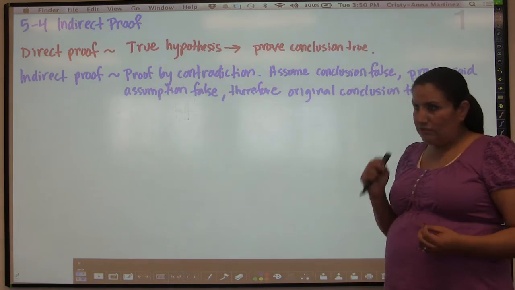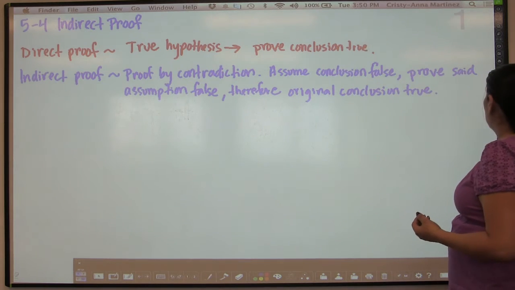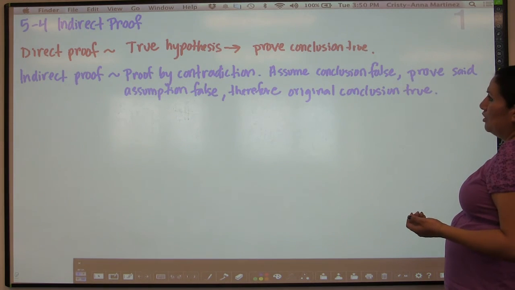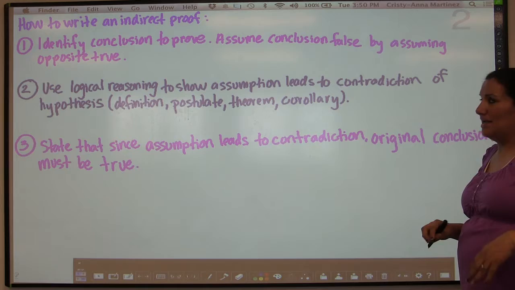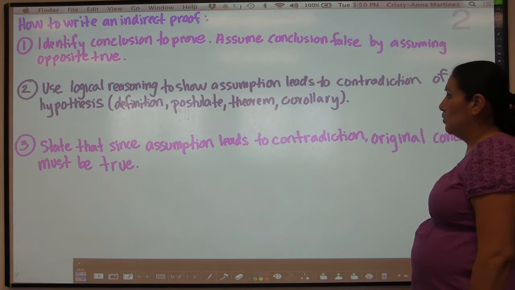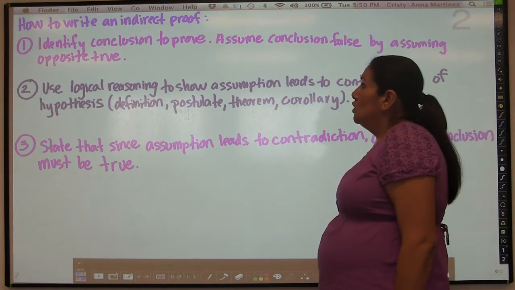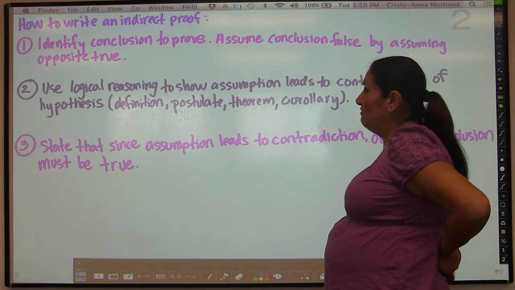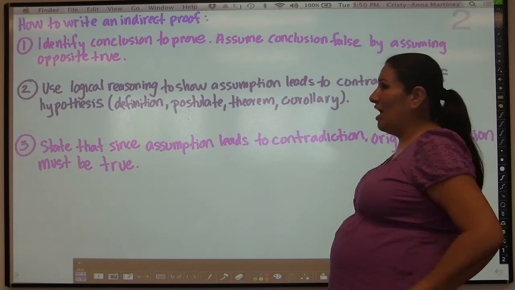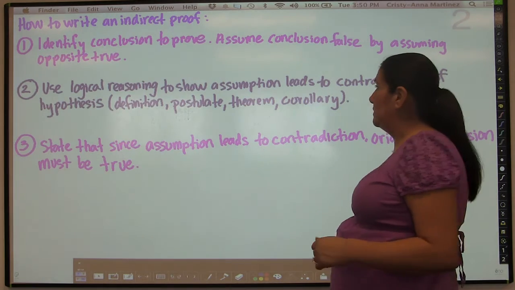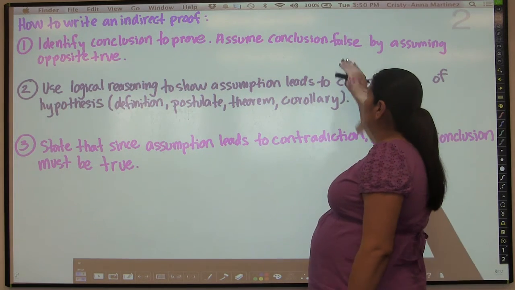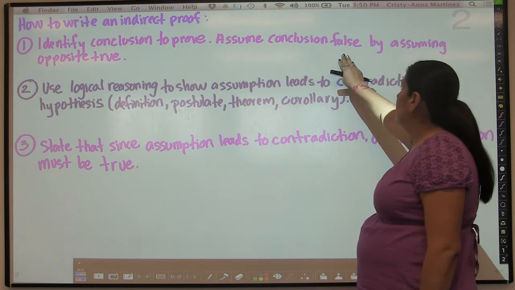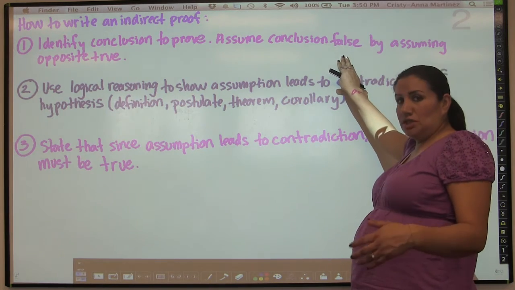That might sound kind of confusing, so I want to go over some steps on how to do this before we get to the examples. But like I said, I'll explain how this works in the examples. So here are the steps for how to write an indirect proof. Number one, identify the conclusion to prove. You have to know what they're asking you to prove in the first place. Once you know that, you assume that conclusion is false by assuming that the opposite is true.